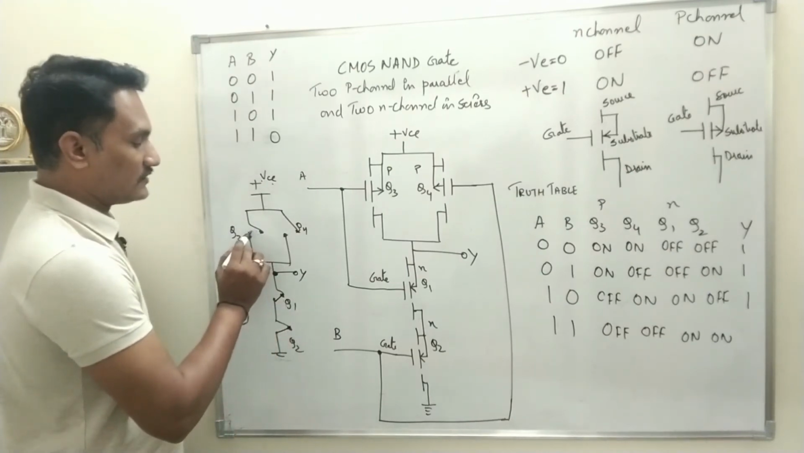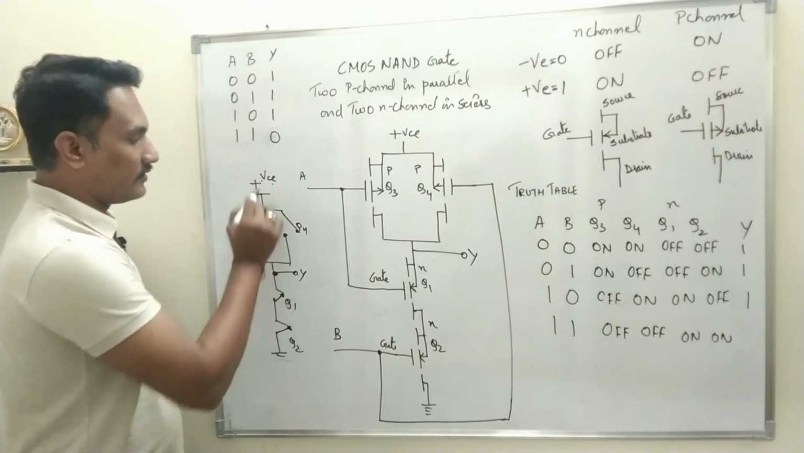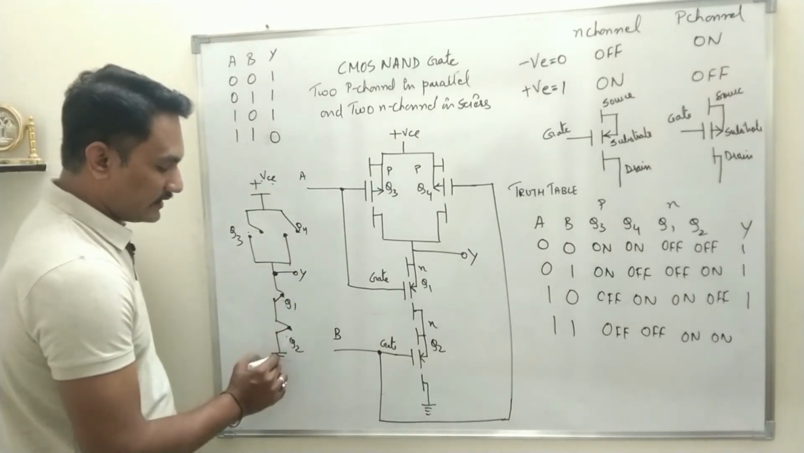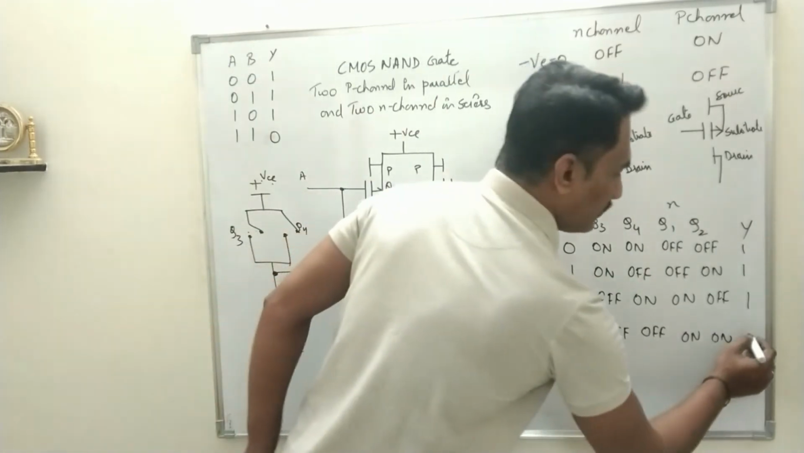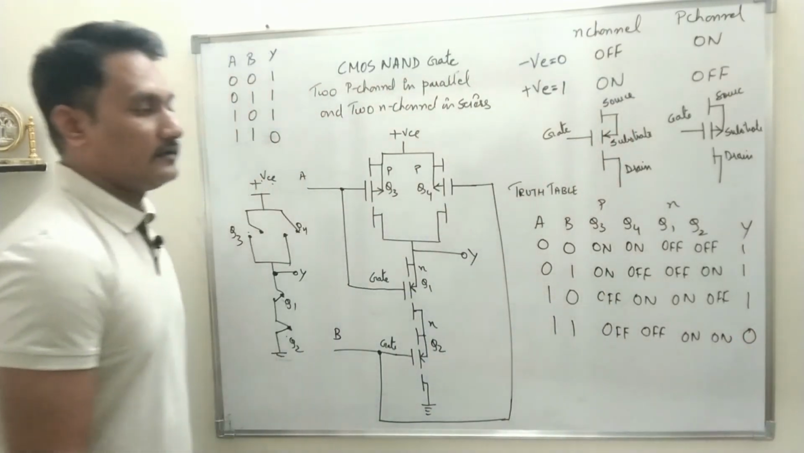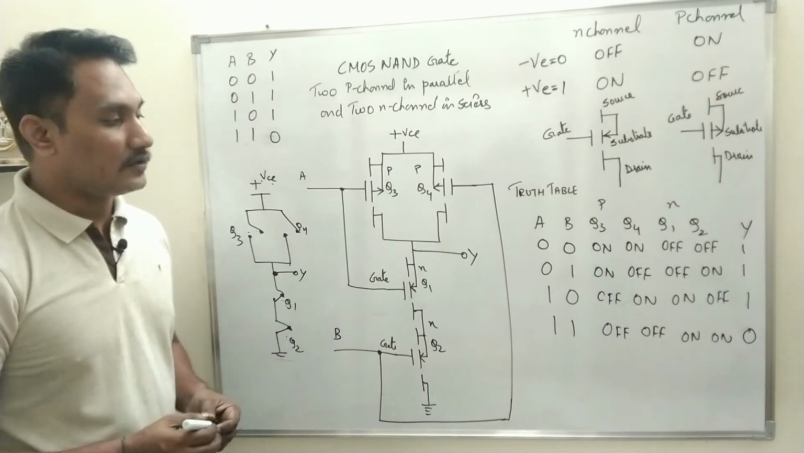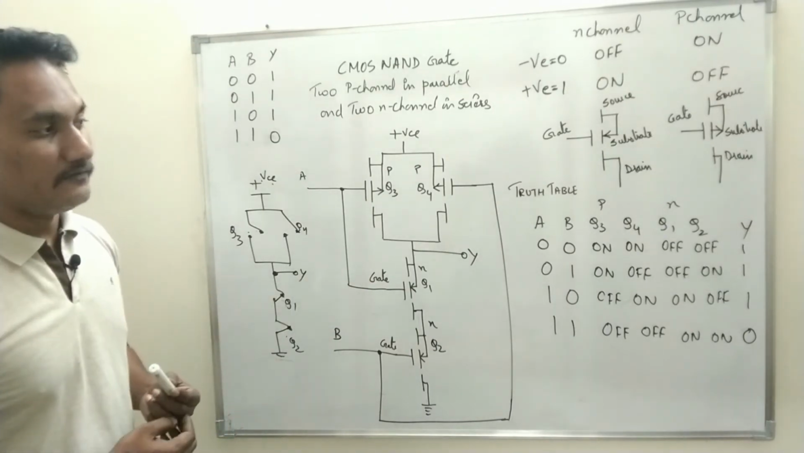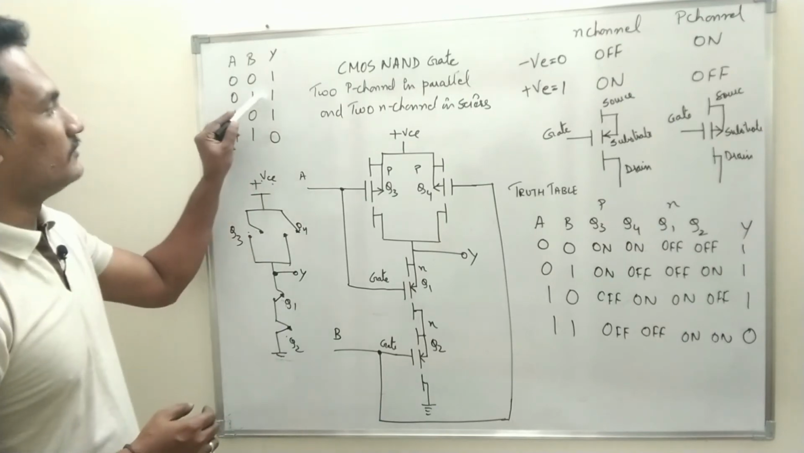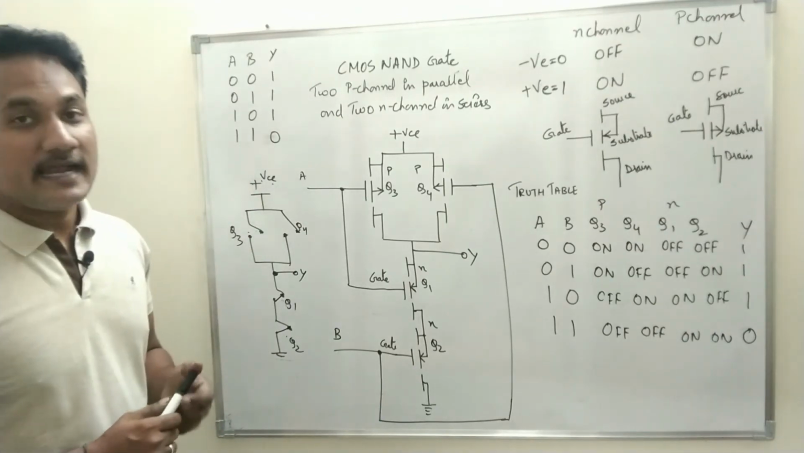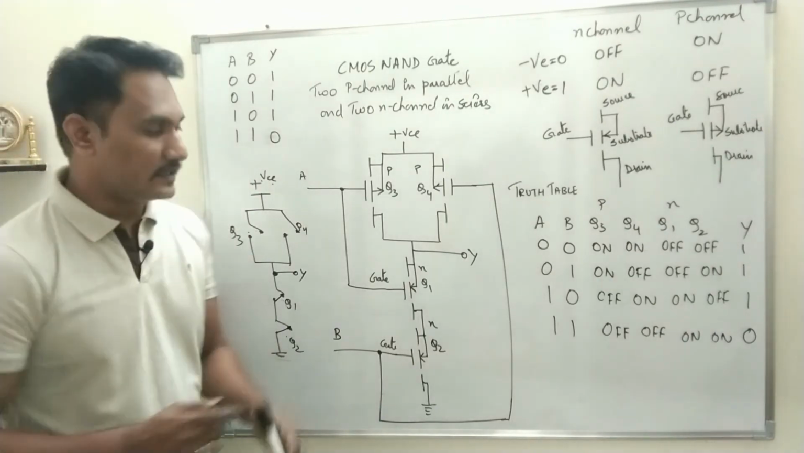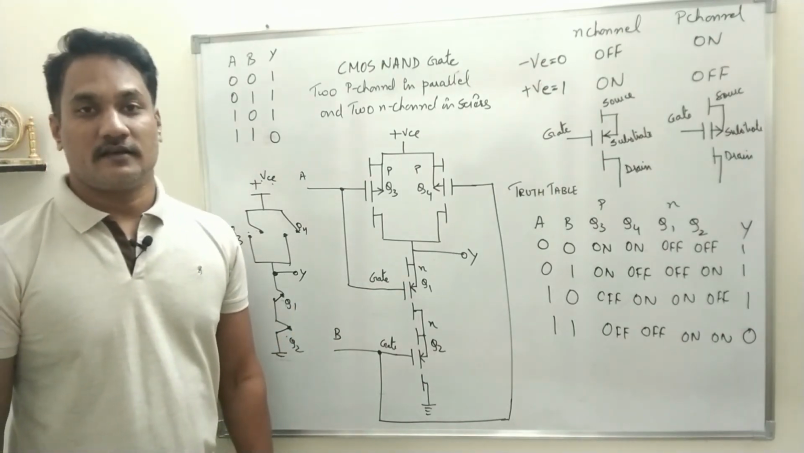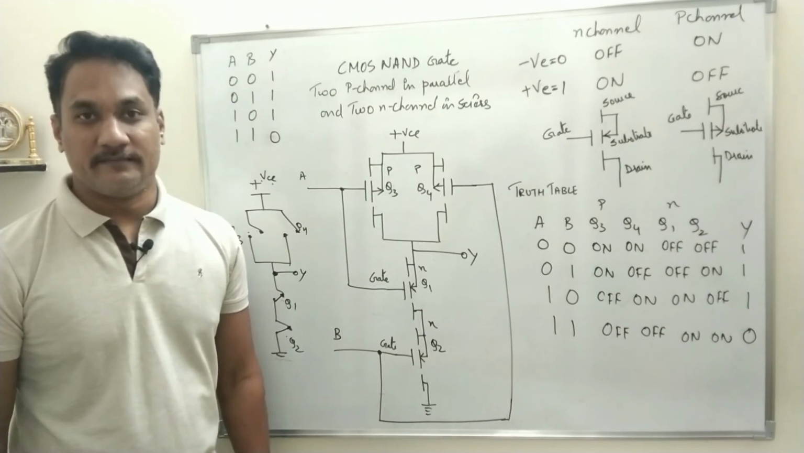So as Q3 and Q4 both are off, Y cannot be connected to plus VCC, and as Q1 and Q2 both are on, Y gets connected to ground. Ground potential means 0, and 0 volt means 0 in digital, so the output will be 0. So the output of this circuit will be 1 1 1 0, which is similar to the NAND gate. That means the circuit will work as a NAND gate. So this is the CMOS NAND gate logic family.